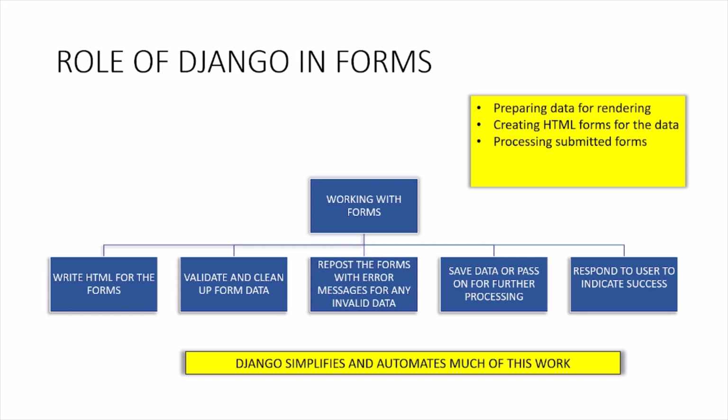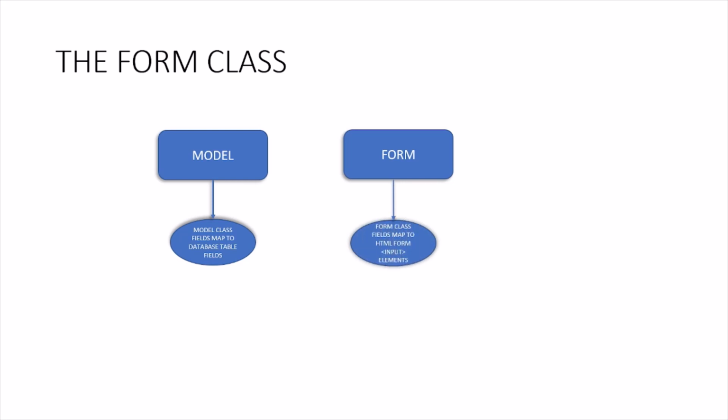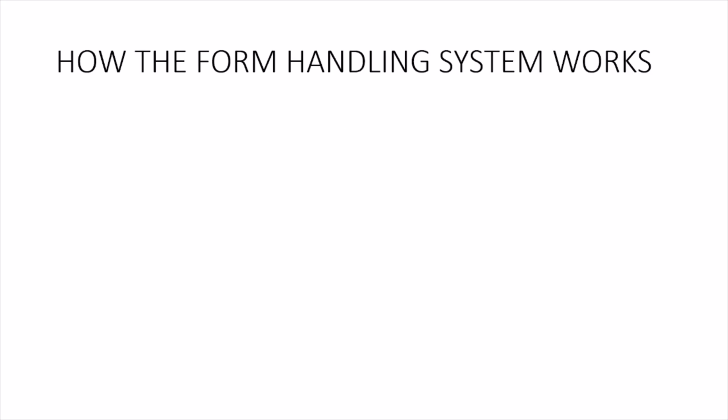At the heart of the Django Forms API lies the form class. And just as with a model, we have the model class fields mapping to database table fields. With the form, we have the form class fields mapping to HTML form input elements. Also, just as with the model, we have the model class describing the structure of an object. With the form, we have the form class describing the form layout.